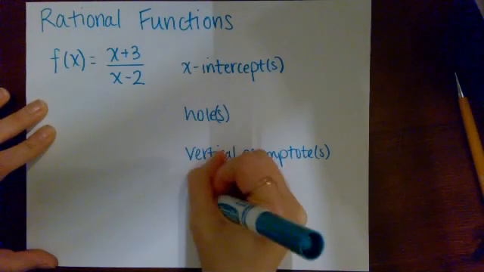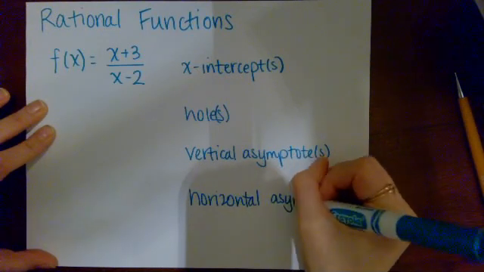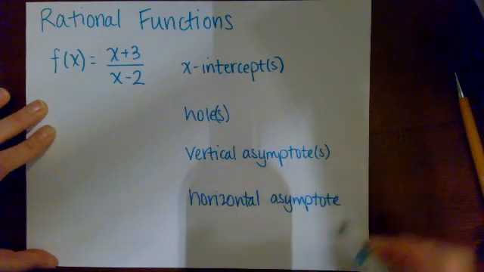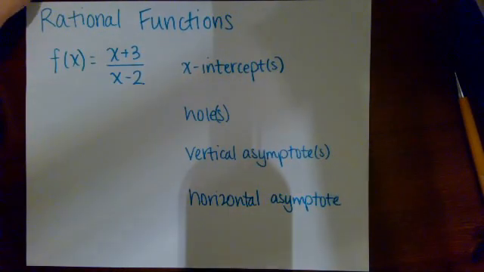And the horizontal asymptote. And that's if applicable. Not every rational function is going to have a horizontal asymptote.